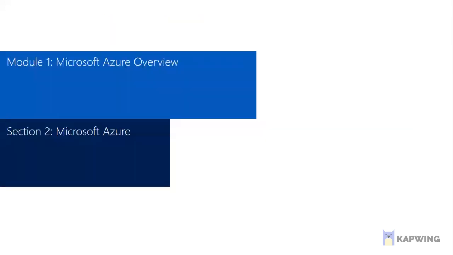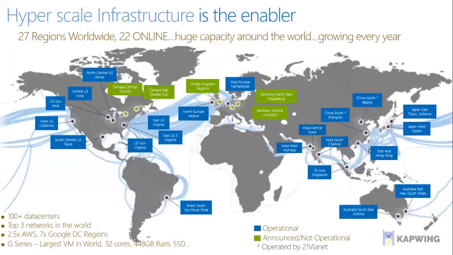Microsoft Azure is one type of infrastructure as a service provider cloud. So in module 1, we will study the Microsoft Azure overview. This is a hyperscale infrastructure, of which Azure is an enabler. There are 27 regions worldwide of Microsoft Azure, 22 online with usage capacity around the world, growing every year.